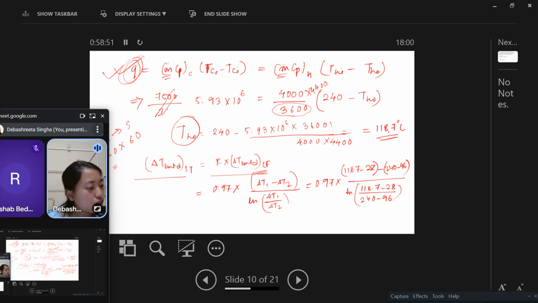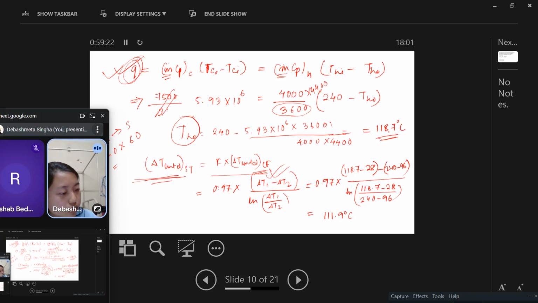Did you get how I have taken this delta T1 and delta T2? Yes, ma'am. So after you calculate this, you should get 111.9 degrees Celsius. This is the LMTD for shell and tube.